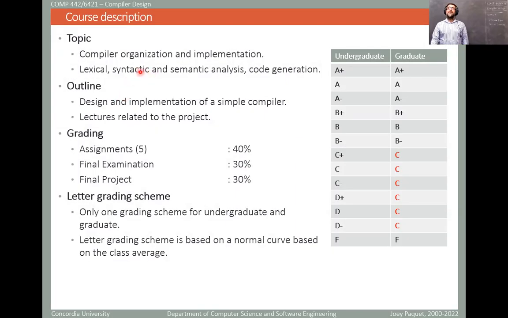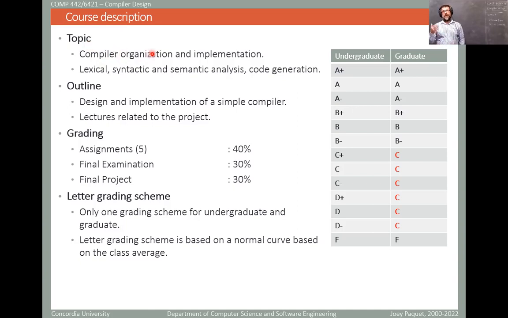Okay, so here's my own description for the course. What's the topic of this course? We're going to see here how a compiler is organized as well as implemented. The way I'm organizing the course is that, to me, this course is based on the fact that you have to do a project, which is the implementation of mostly all the phases of the compiler, in a somewhat simplified way.